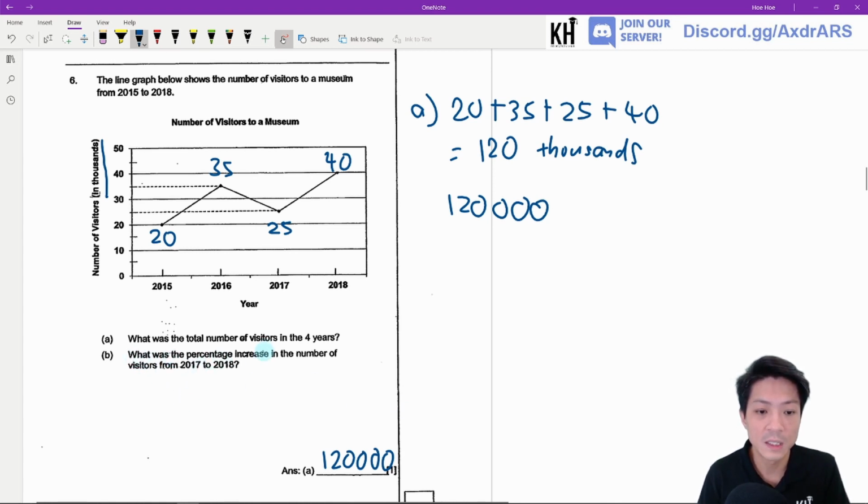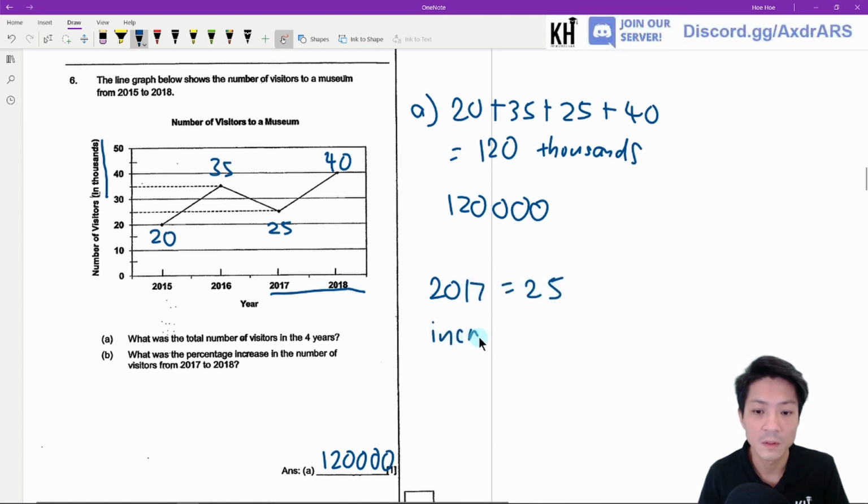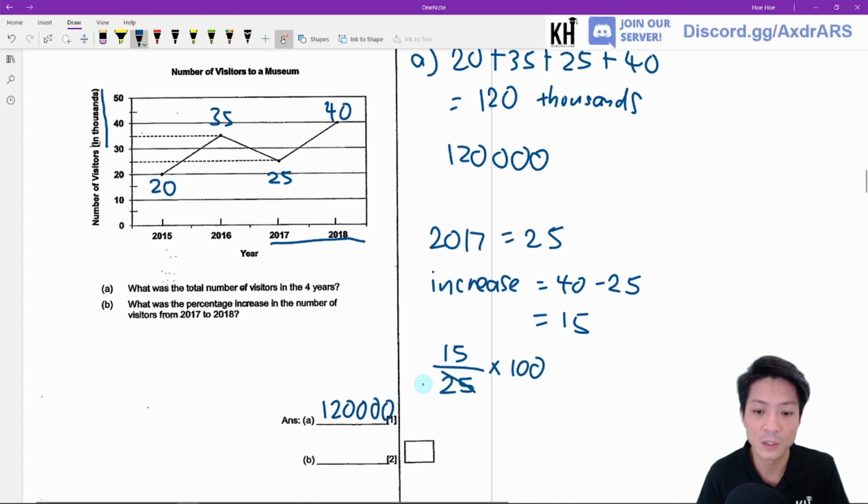Part B, what was the percentage increase in the number of visitors from 2017 to 2018? Okay, so in 2017 it is 25. Okay, the increase in the number will be 40 minus 25, which is 15. Okay, so to find the percentage increase, we need to use the increase divided by the original, multiply by 100. If you do your reducing, cancel 1, cancel 4, you're gonna get 60% increase.